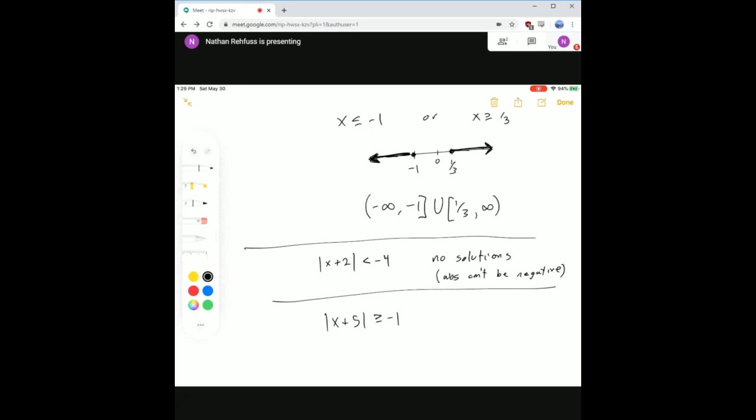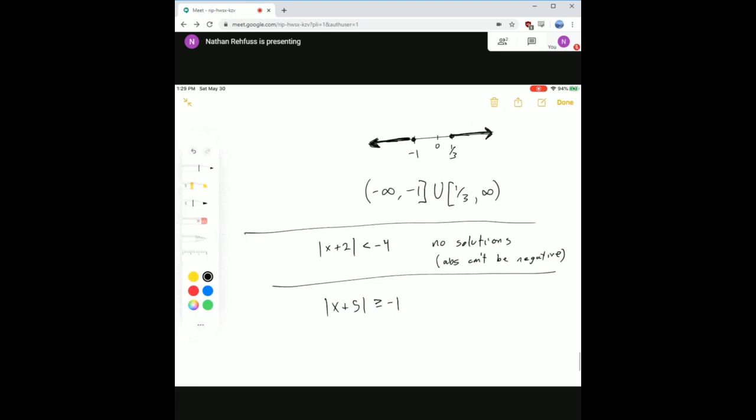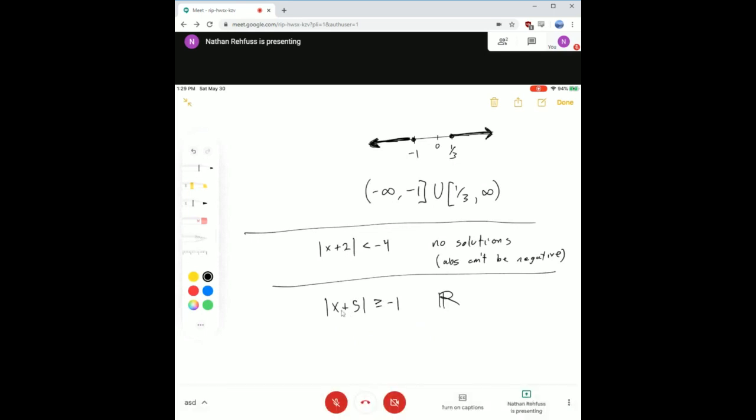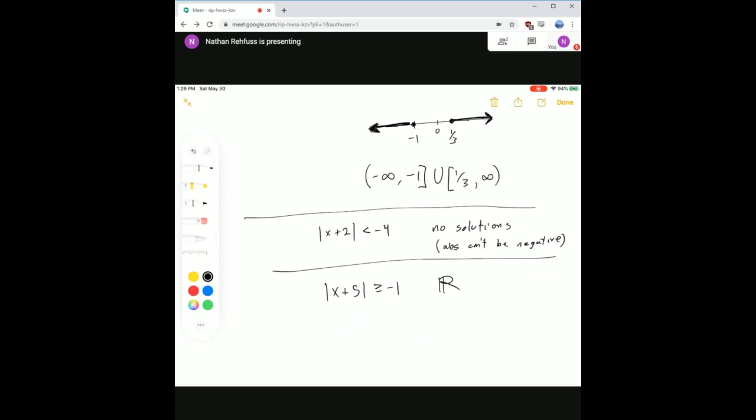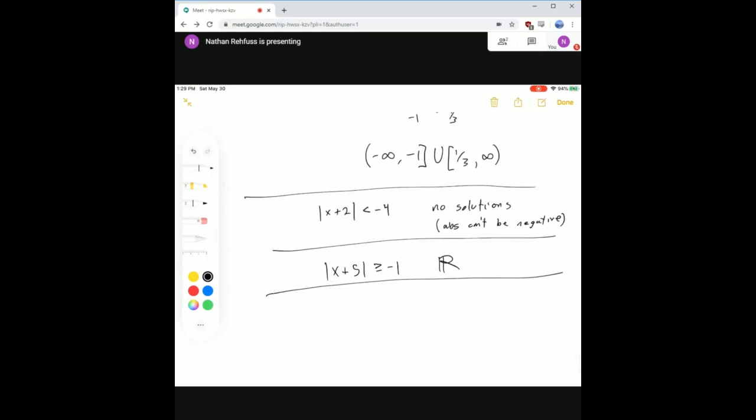So the solution is all real numbers. Any value of x will work because we were told we had to make the absolute value bigger than a negative number. Absolute value is always bigger than a negative number. How about another weird special case?